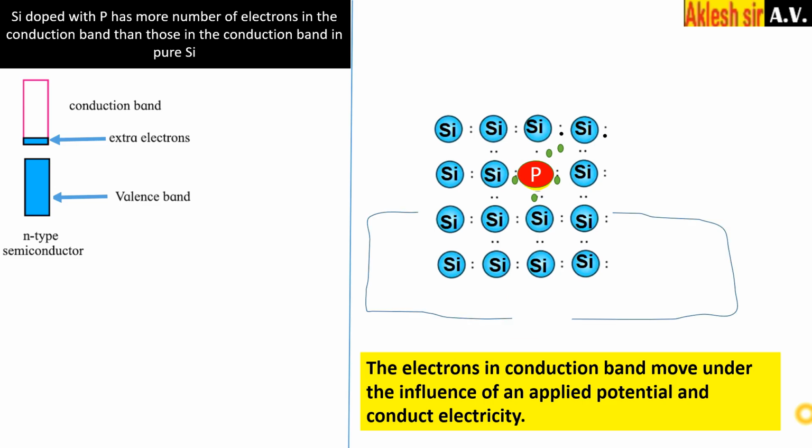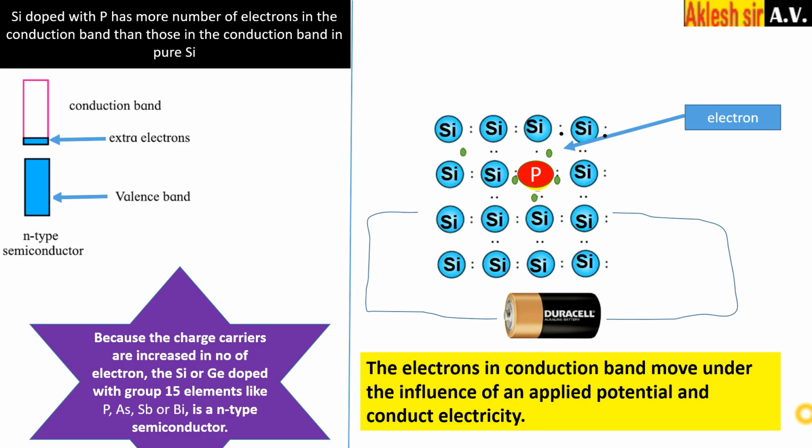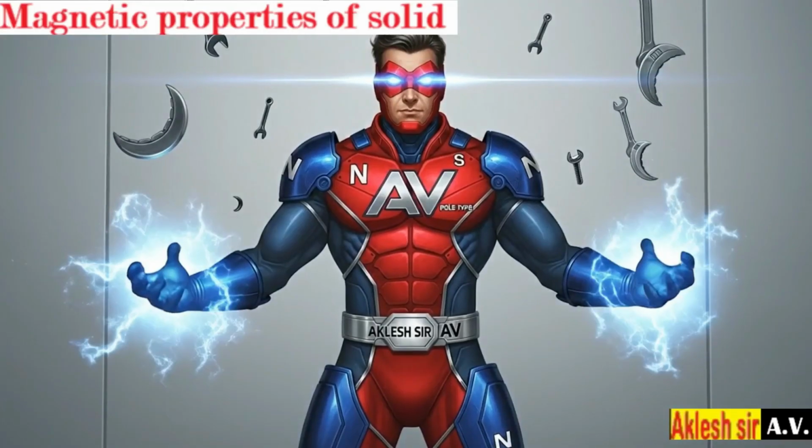Now I will apply a potential difference by using a battery. What will happen? These free electrons will move under the influence of this potential difference. This electron is moving towards the positive terminal of the battery. So you can assume that the conductivity of the n-type semiconductor has increased because of this free charge, that is, free electron charge. Because the charge carriers, that is, the number of electrons, have increased, silicon and germanium doped with a group 15 element like phosphorus, arsenic, antimony, bismuth is an n-type semiconductor.